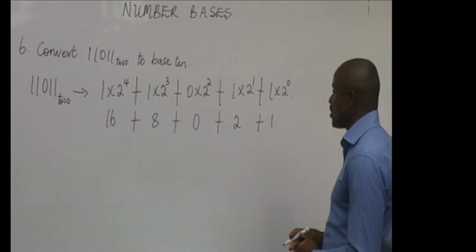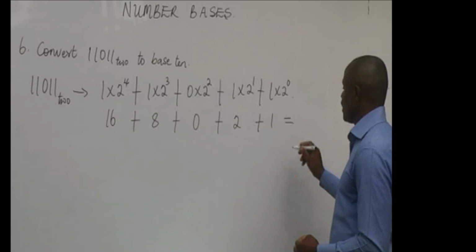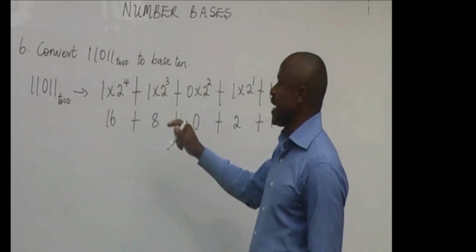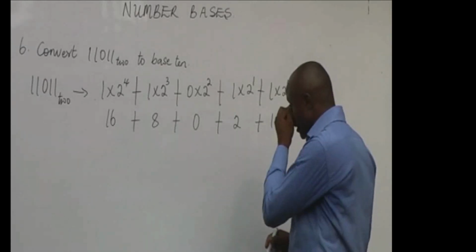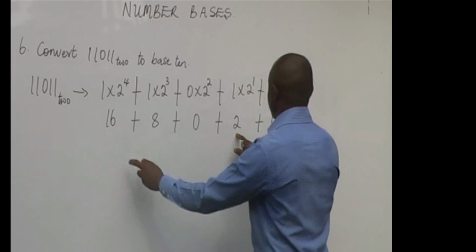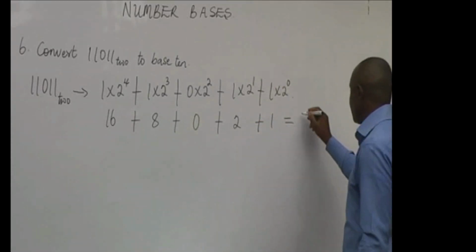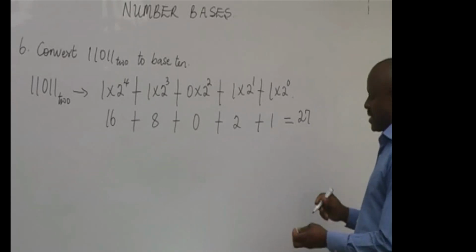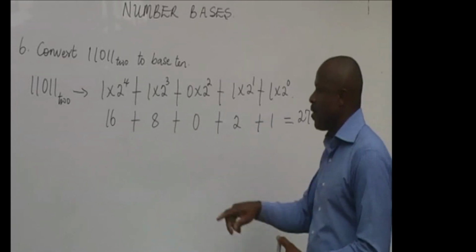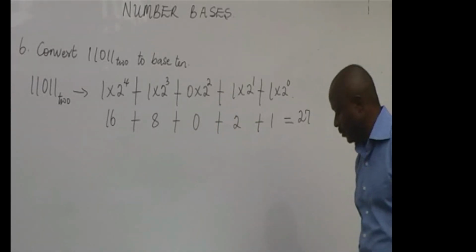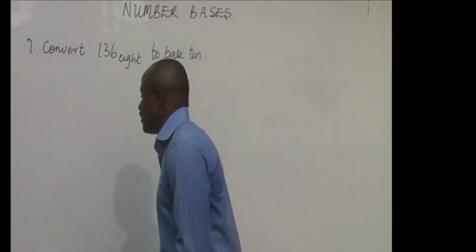Now, if you add, whatever you get is the value of 11011 base 2 in base 10. Let's add. This plus this is 10. 10 plus 16 is 26, plus 1 is 27. So we have 27 base 10 to be the value of 11011 base 2.